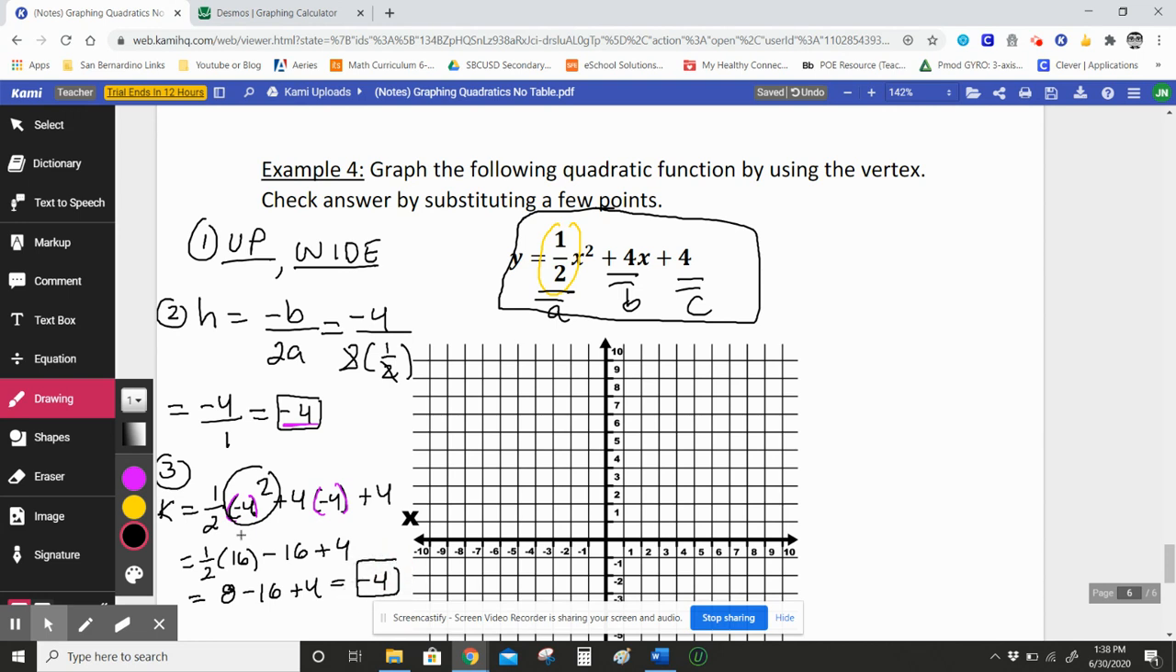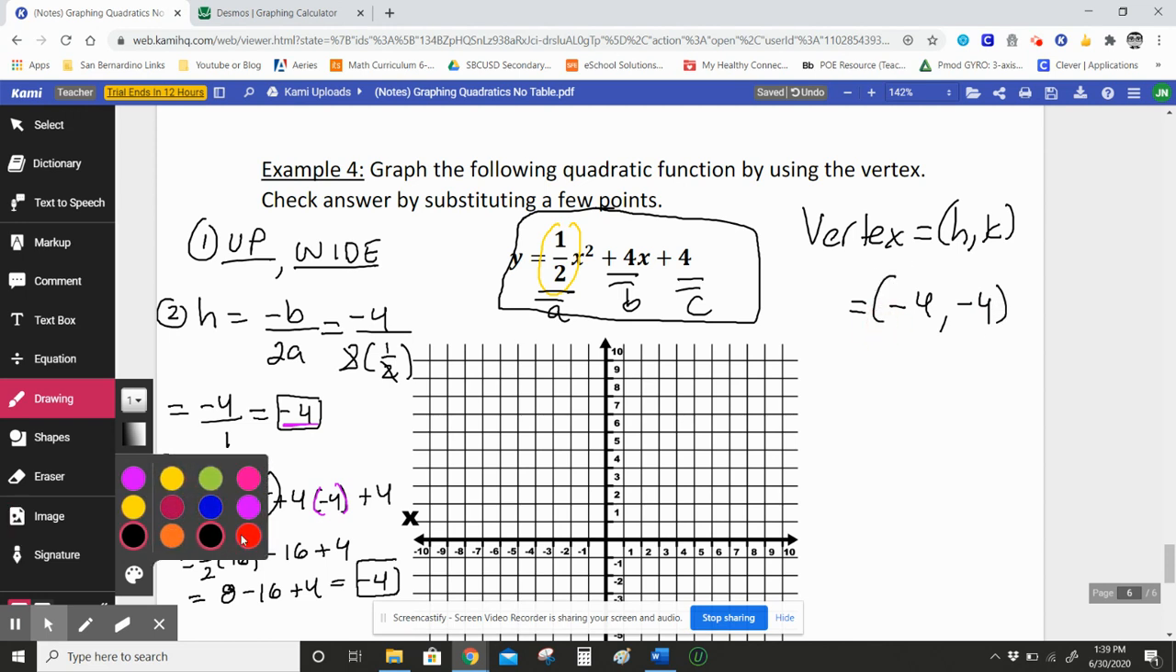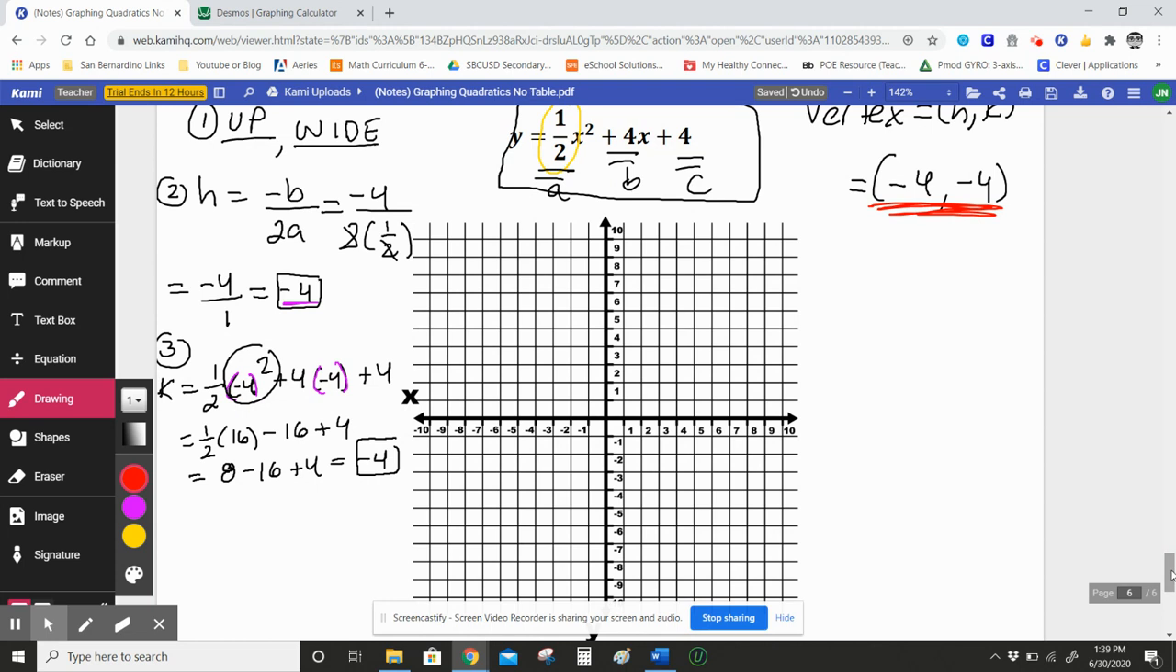Okay? So what that means is that the vertex, which is the h and the k, those two corresponding together one after another, that'll be negative 4, negative 4. So when we plot the vertex, which is the maximum or minimum value, we're going to plot negative 4, negative 4. So let's start there. That means to the left 4, down 4, right? So starting at the center, always 1, 2, 3, 4 to the left, 1, 2, 3, 4 down. So this is my coordinate of my vertex.